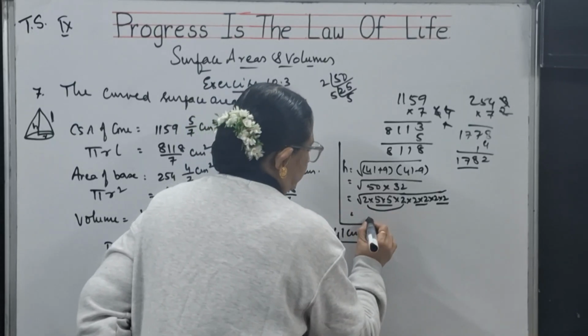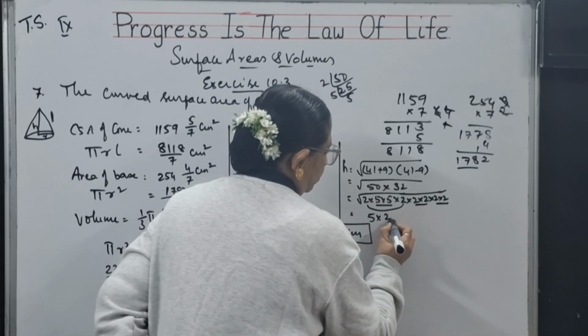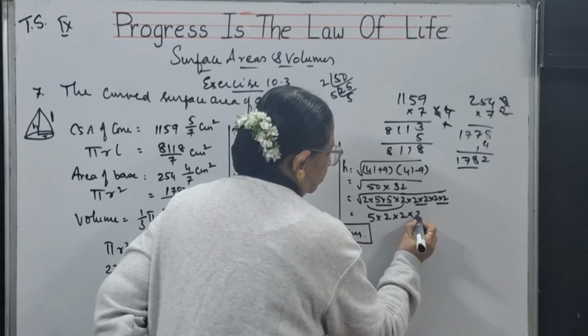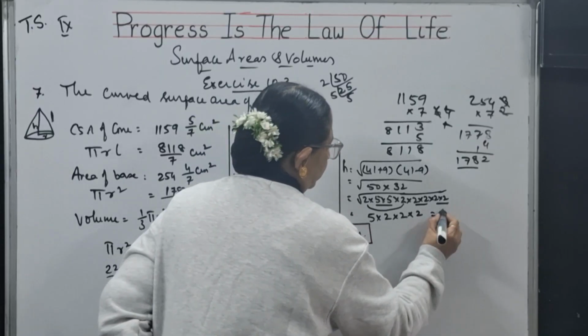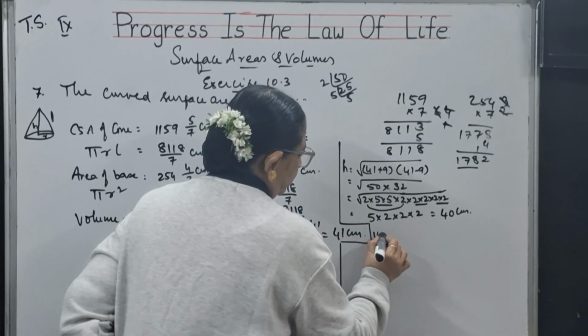So that means instead of 2 fives, we take 1 five out. Instead of these 2 twos, 1 two out. Instead of these 2 twos, 1 two. And instead of these 2 twos, 1 two. So how much are you getting? 5 twos are 10, and for 40. H is 40 centimeters. So you want now volume.